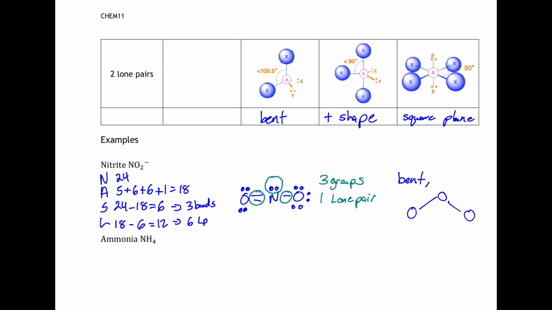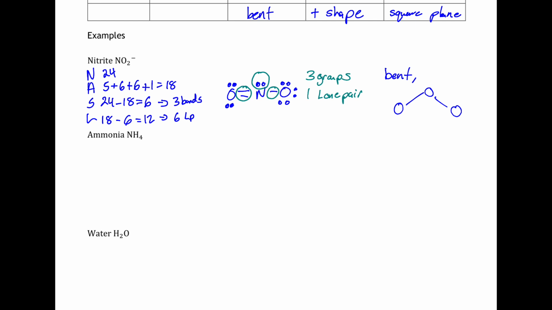Okay, so next one, ammonia. Oh, I wrote that wrong. Anyone going to tell me what I did wrong here? Yeah, I got too many hydrogens. Ammonia doesn't have 4 hydrogens. Ammonia has 3 hydrogens. So let's cross that out. None of that nonsense. That's a 3. Sorry about that. Let's make sure we all get that mistake fixed. Ammonia only has 3 hydrogens.